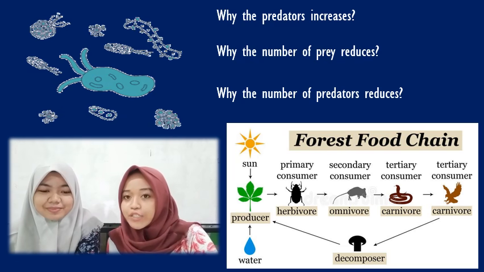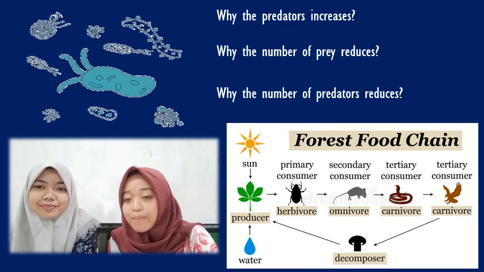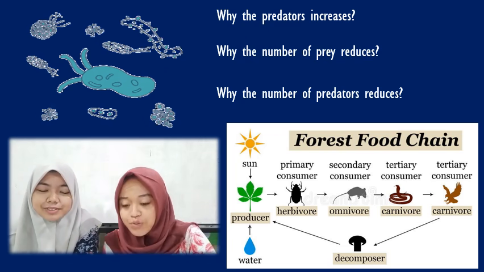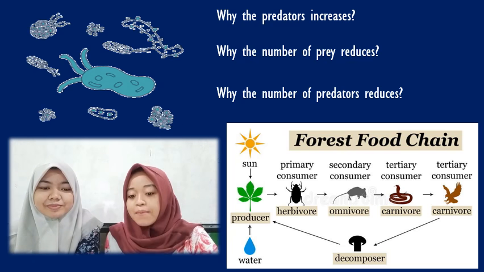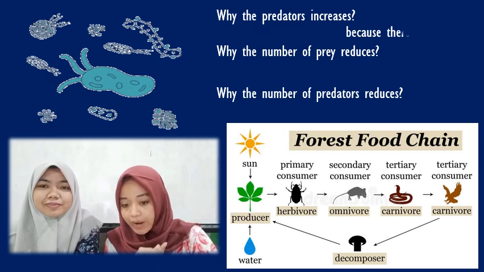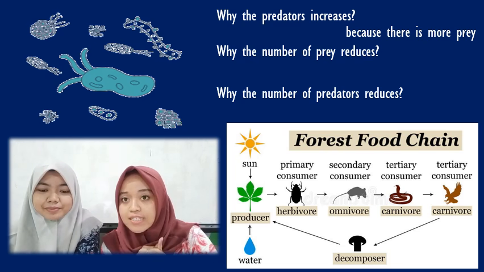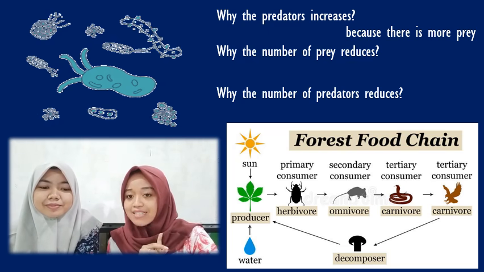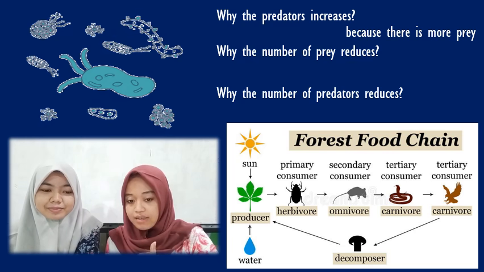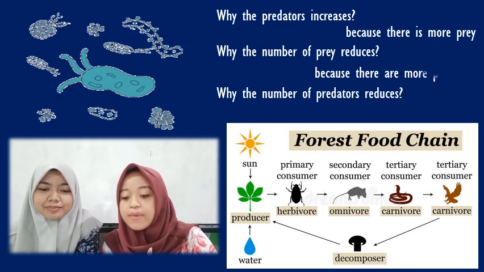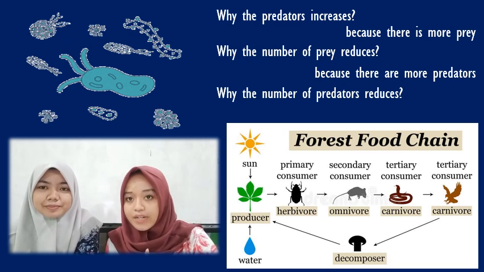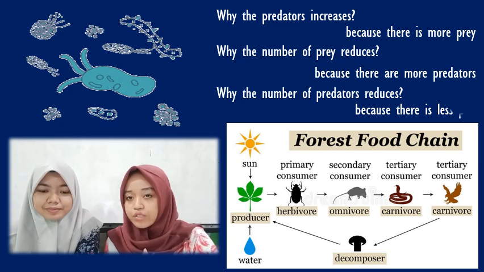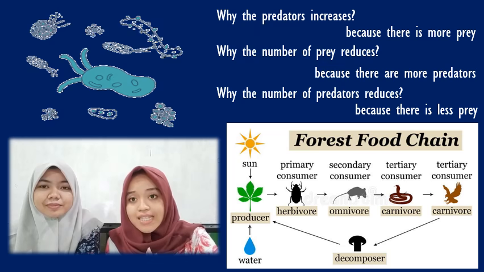The first, why do the predators increase, the second, why does the number of prey reduce, and why does the number of predators reduce. Okay, for the first question, predators increase because there is more prey. Next, the second question: the number of prey reduces because there are more predators. Next, the third question: the number of predators reduces because there is less prey.